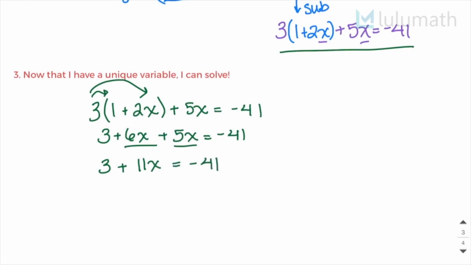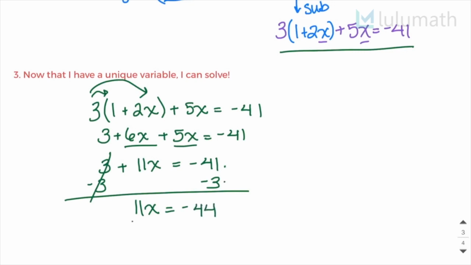I want to get rid of this positive 3, so I'm going to subtract it to make it into nothing. 3 minus 3 is 0, so I end up getting 11x equals negative 41 minus 3 is negative 44. So now I just divide both sides by 11, and I end up getting x equals negative 4.